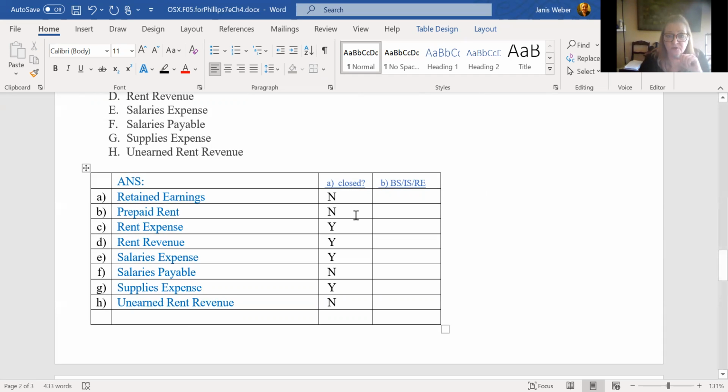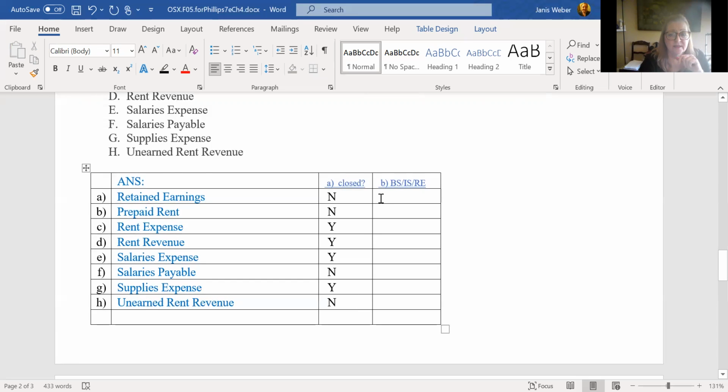Prepaid rent does not close. Rent expense does close. Rent revenue does close. Salaries expense does close. Salaries payable does not close because it's a liability. Supplies expense does close. Unearned rent revenue, which is a liability, does not close.